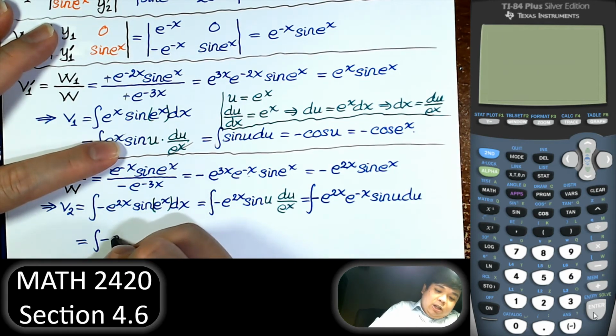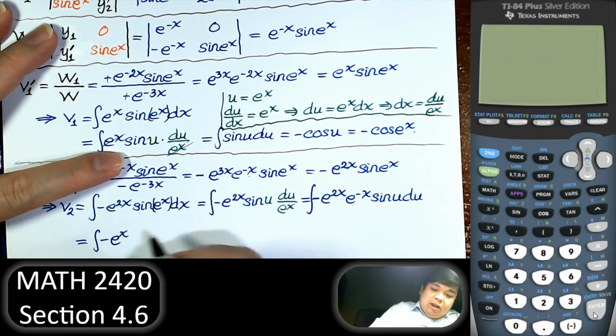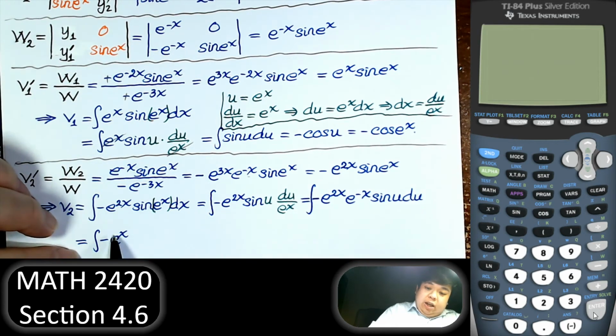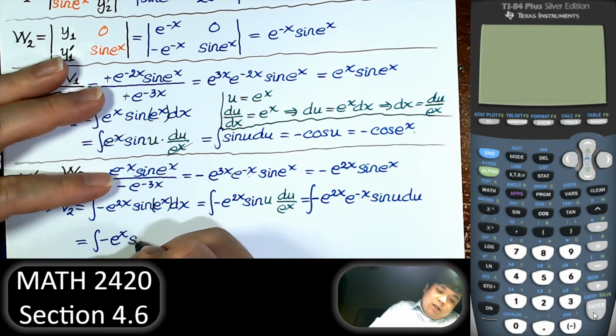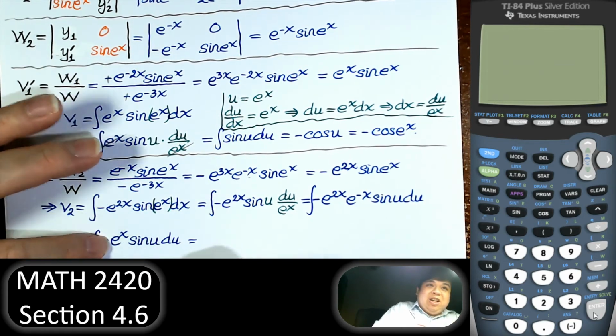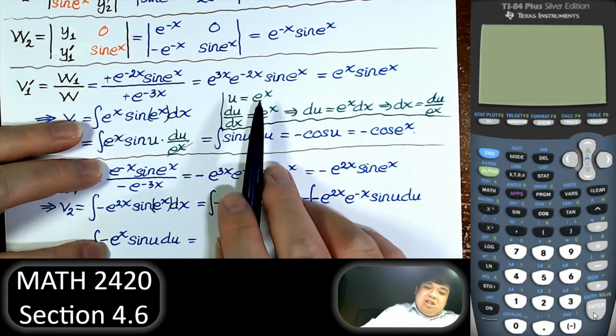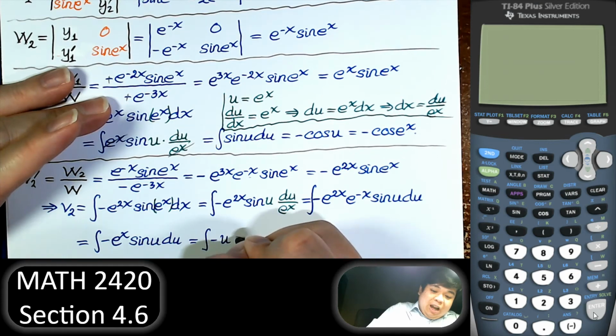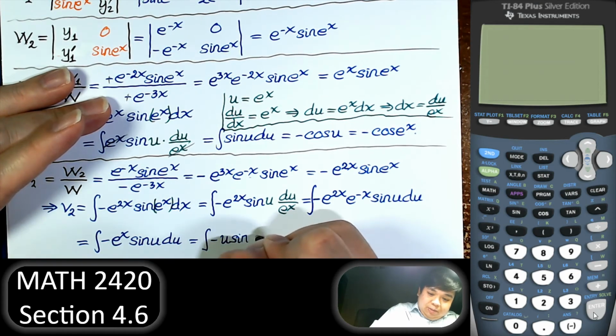Combine that to give us e to the x. Right? 2 minus 1. It's just an x. And then sine u. I said, don't mind e to the x, because e to the x is u. So we still have u. Everything in terms of u, which is good.